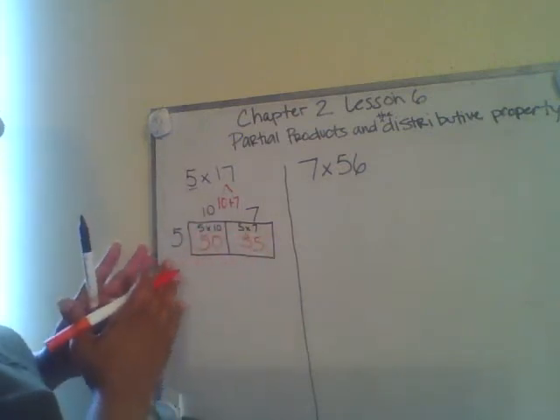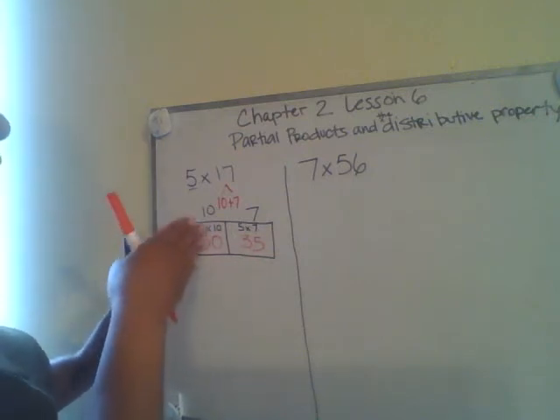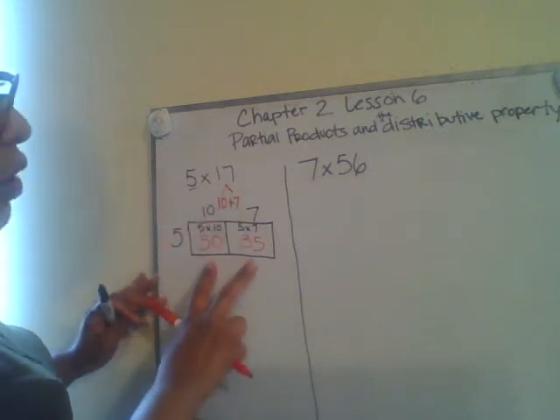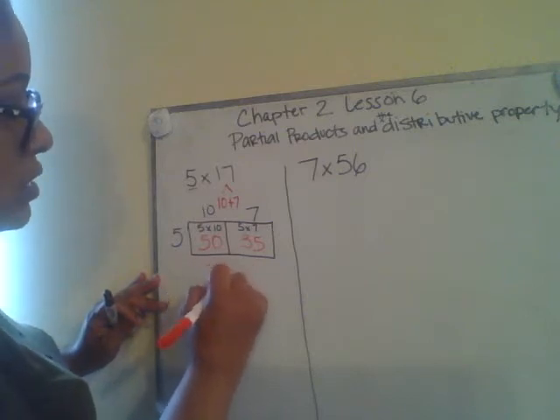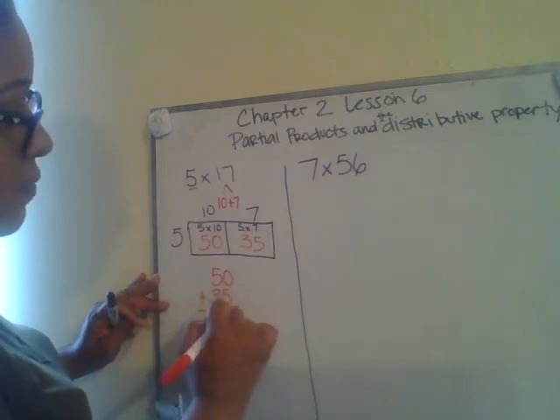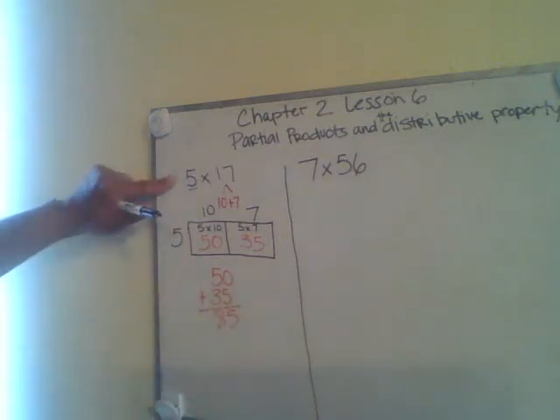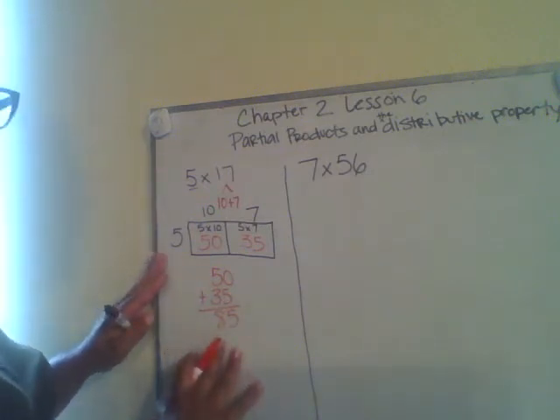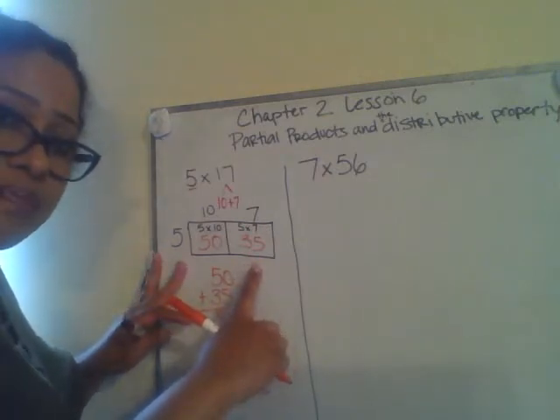Once you've basically distributed this 5, what you did is you did 5 times 10 and then you did 5 times 7. So once you have your products for each, you would then go and add those products. So 50 plus 35 will give you 85. So essentially 5 times 17 is 85, and you've come up with that answer by using what's called the distributive property.